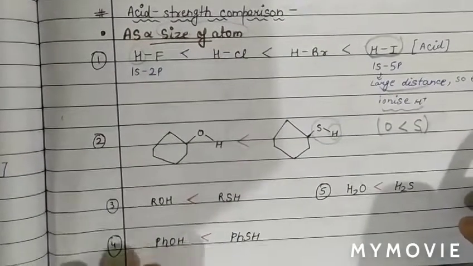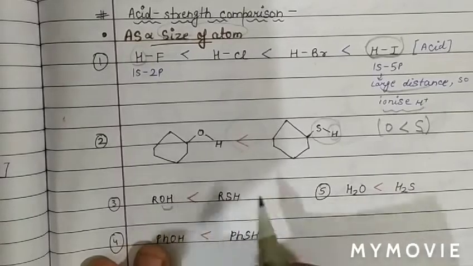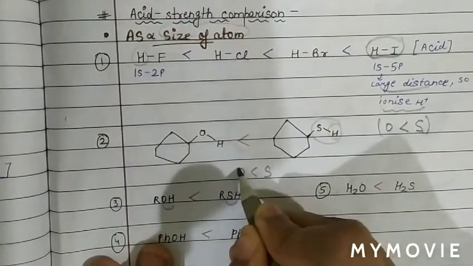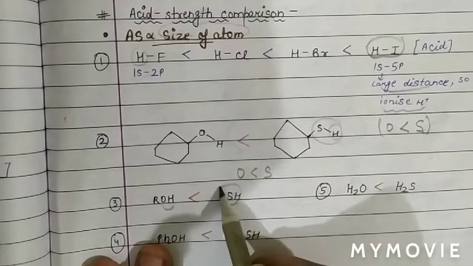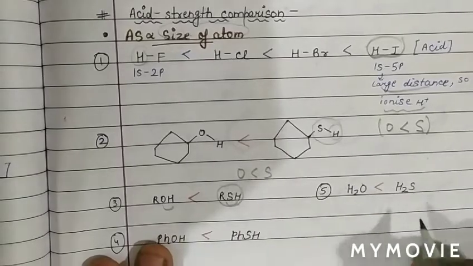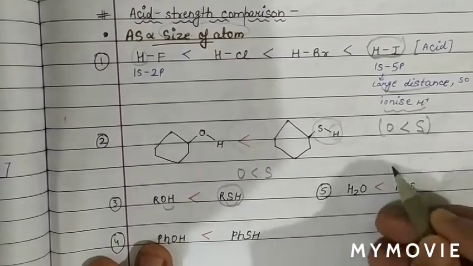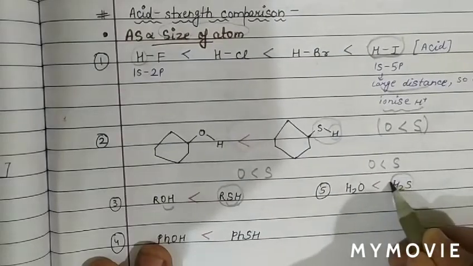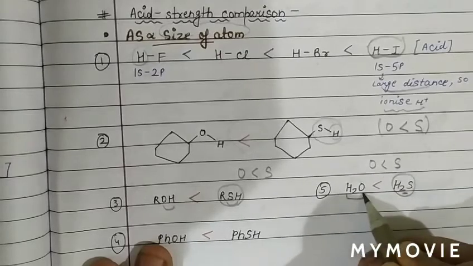Now see the next question. Again in the next question we can see hydrogen is attached to oxygen, hydrogen is attached to sulfur, and the size of sulfur is more than oxygen. Hence the tendency to lose proton is easy in the case of thiol. The SH group is thiol. Therefore more acidic character. Now see the next question. In water and H2S, the size of sulfur is more with respect to oxygen. So the tendency to lose H plus ion is more in H2S. Therefore the acidic character of H2S is more with respect to water.